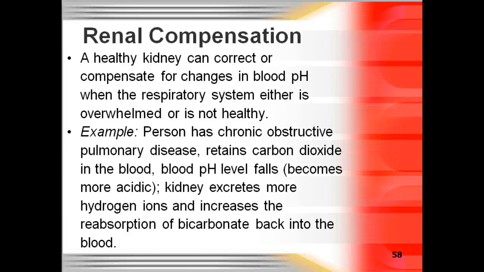The renal compensation, for example, a healthy kidney can correct or compensate for changes in blood pH when the respiratory system either is overwhelmed or is not healthy. For example, a person has COPD and retains carbon dioxide, which means they're in an acidotic state. They're in respiratory acidosis in the blood. The blood pH level falls, becomes more acidic, like I said, and then the kidneys, as a result, excrete more hydrogen ions to get rid of it. A COPD is chronic, it's not acute. Remember, we said that the kidneys would kick in and do the compensatory mechanism when something has been going on for a long time.